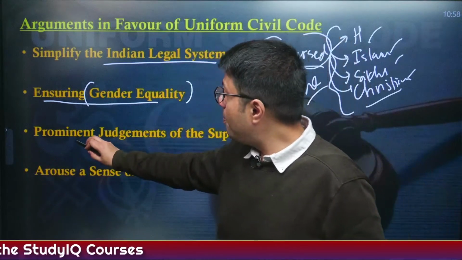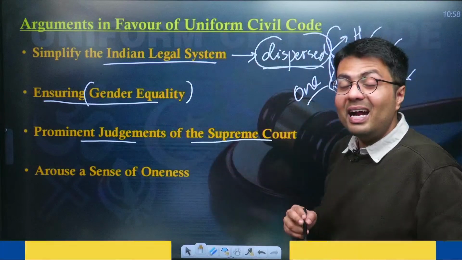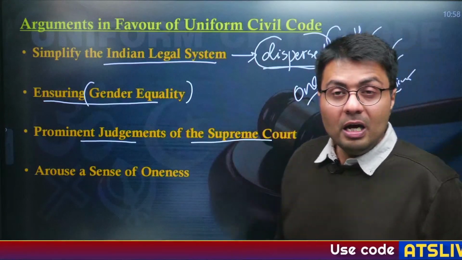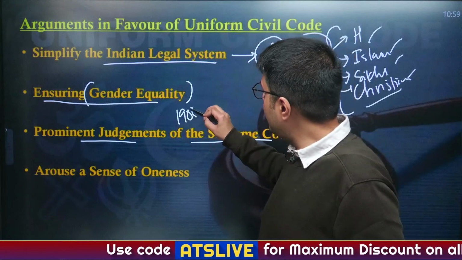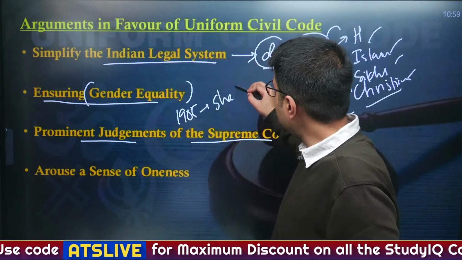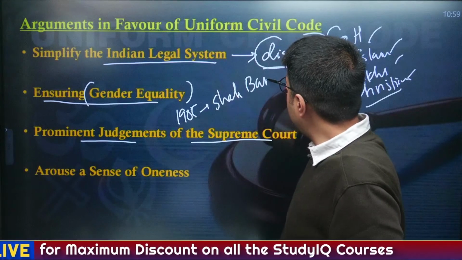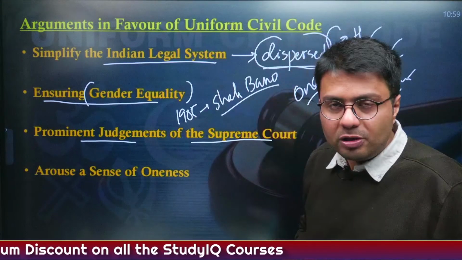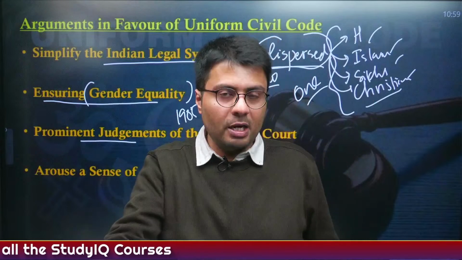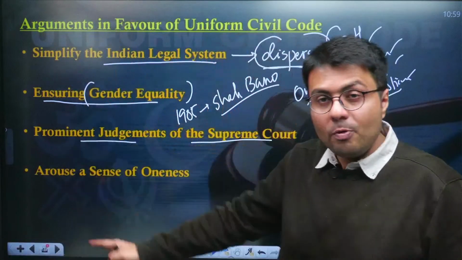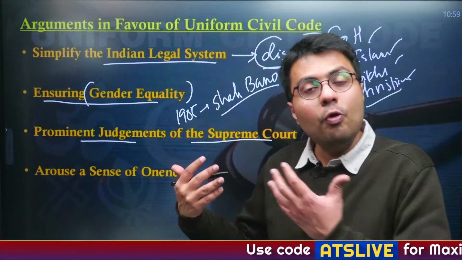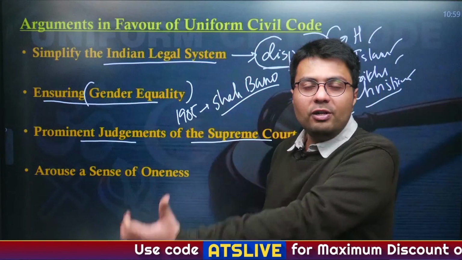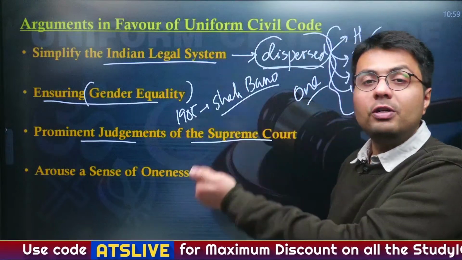Also, there are prominent judgments by the Supreme Court of India that have actually demanded a Uniform Civil Code. In 1985, there was a very popular case called the Shah Bano case. In this case, a Muslim woman, when she was given a divorce, was not given any allowance from her husband. So she approached the Supreme Court, saying she was unable to meet her day-to-day needs because she had no money, and she demanded some kind of allowance from the husband who had divorced her.